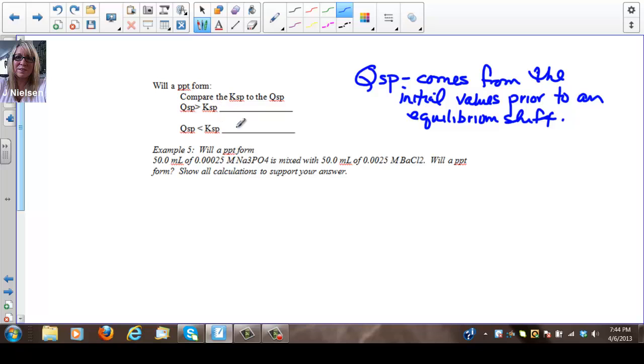So if the Qsp is greater than the Ksp, then a precipitate forms. If the Qsp is less than the Ksp, then no precipitate.